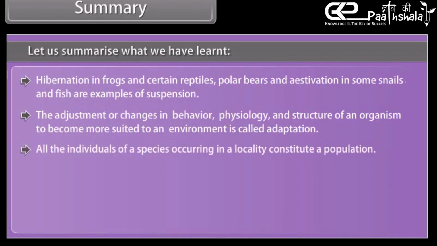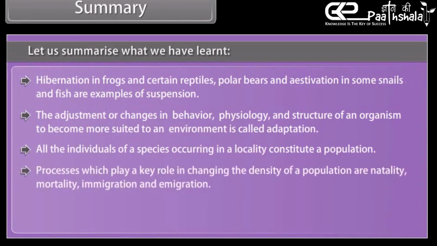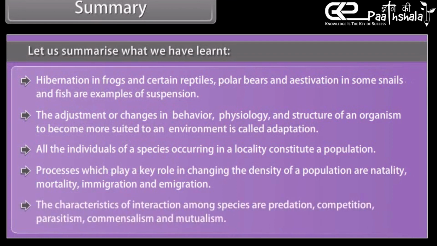All the individuals of a species occurring in a locality constitute a population. Processes which play a key role in changing the density of a population are natality, mortality, immigration, and emigration. The characteristics of interaction among species are predation, competition, parasitism, commensalism, and mutualism.